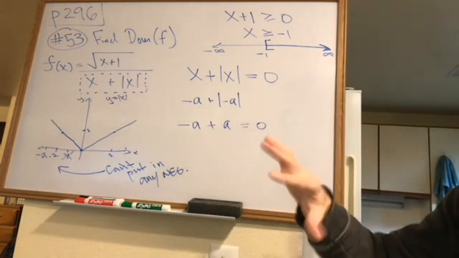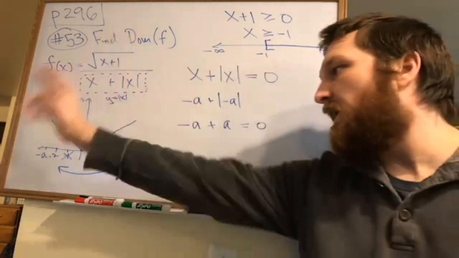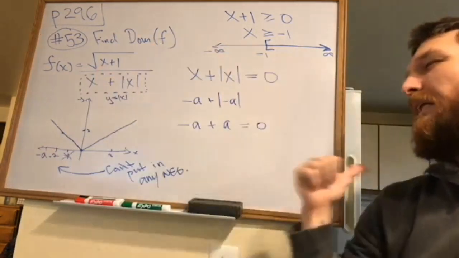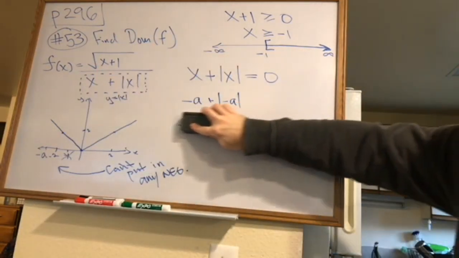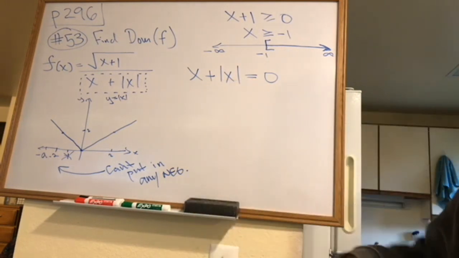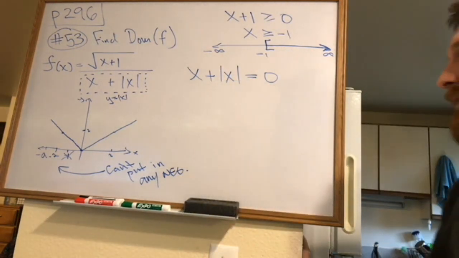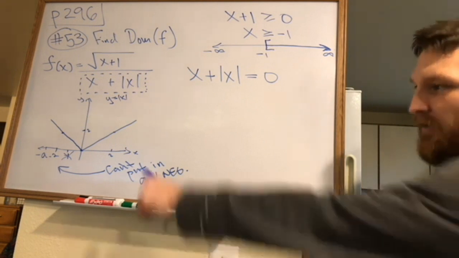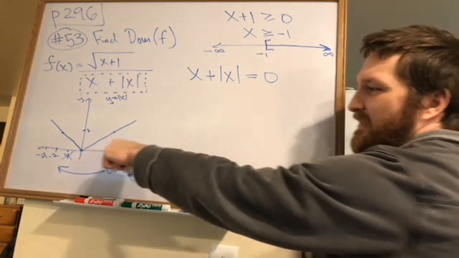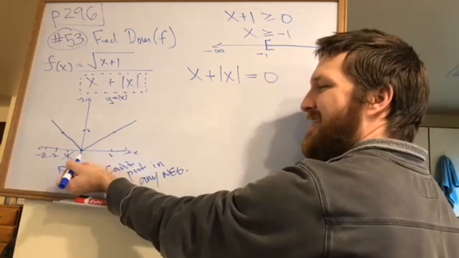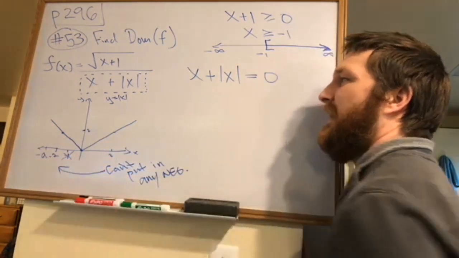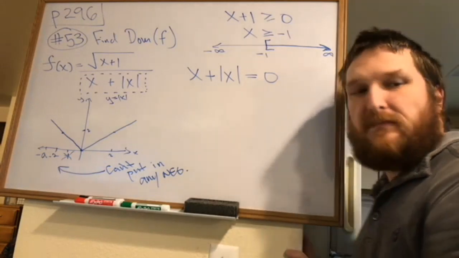But there's one thing that we didn't talk about. We talked about strictly negative numbers. We talked about strictly positive numbers. What's the only thing left that we need to check? Look at the picture. We did everything on the right-hand side. We did everything on the left-hand side. What's sitting right there smack in the middle that we didn't check? 0.